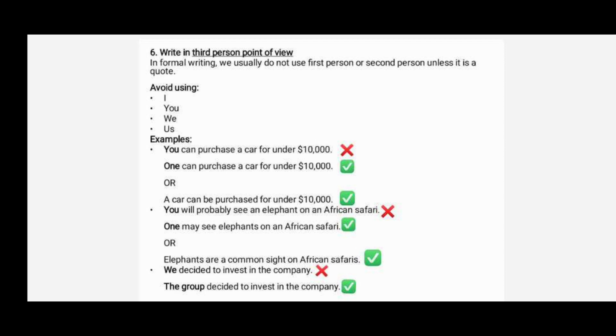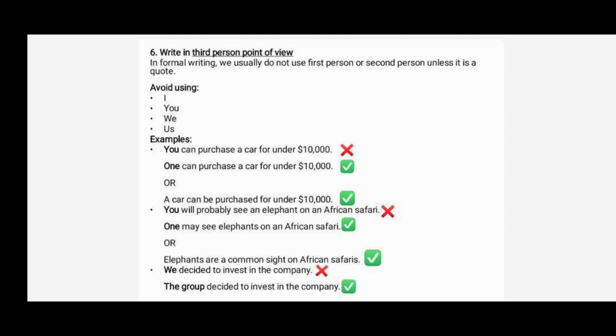First is you can purchase a car for under $10,000. Instead, we will write one can purchase a car for under $10,000 or a car can be purchased for under $10,000.